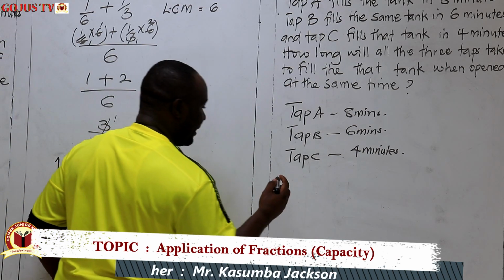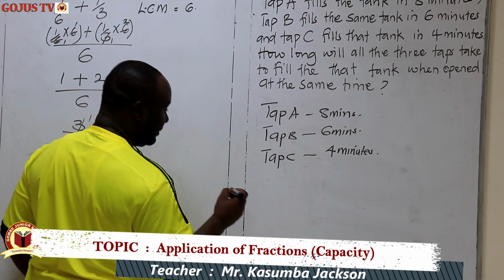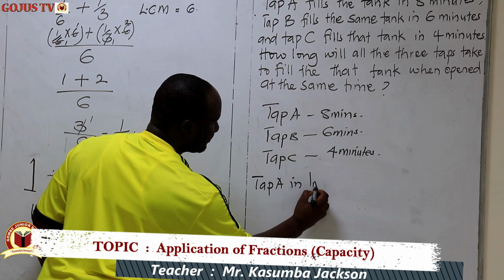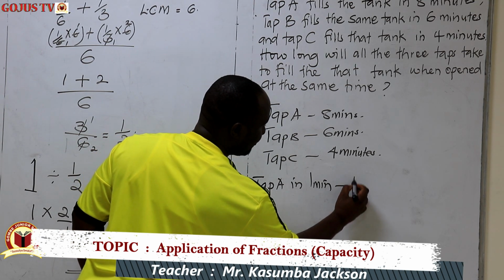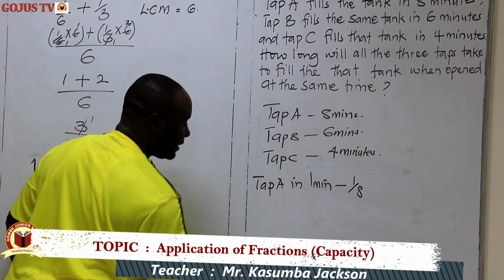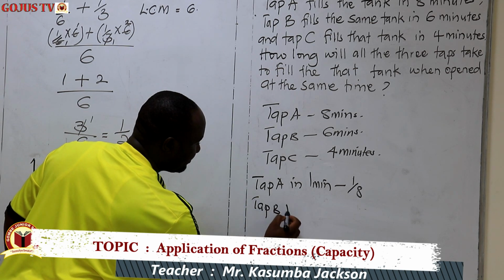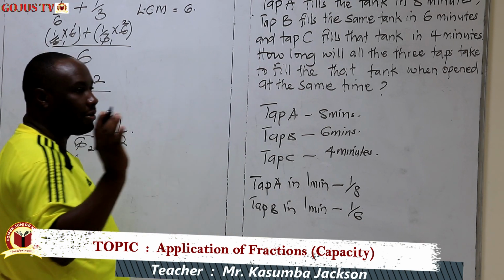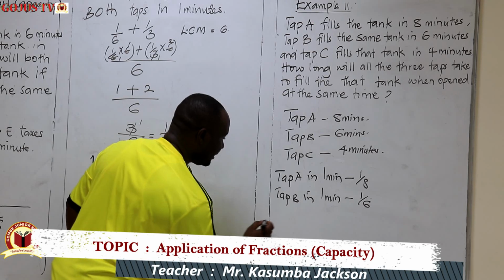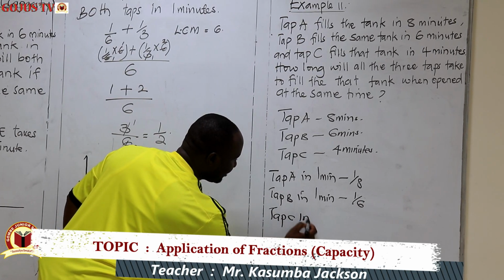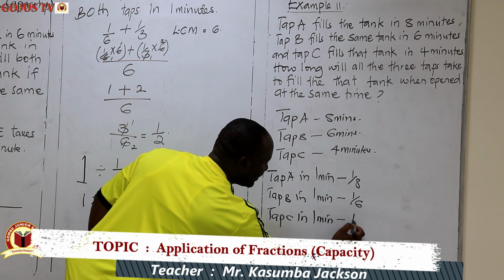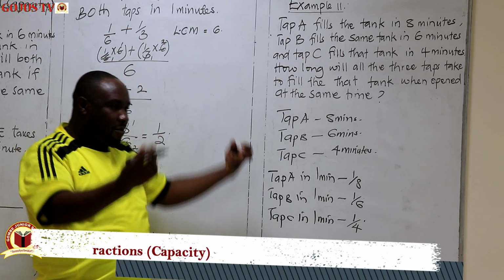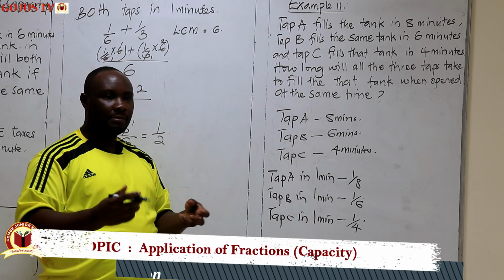What am I going to do here? I'm going to find the fraction for each tap in 1 minute. Tap A in 1 minute will fill 1 out of 8, depending on the time it takes. Then tap B in 1 minute will have put in 1 out of 6 when it is alone, right? Then tap C in 1 minute will have put in a quarter of the tanker. Each of these independently.